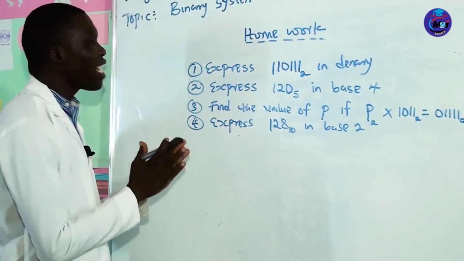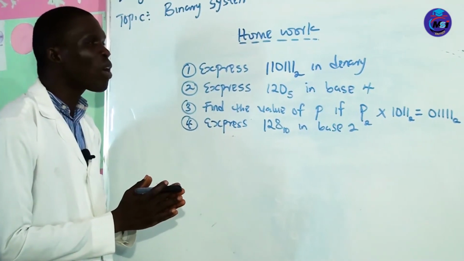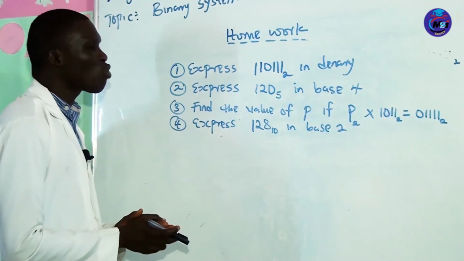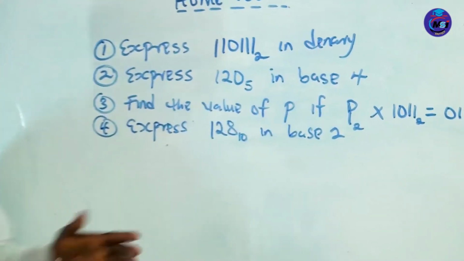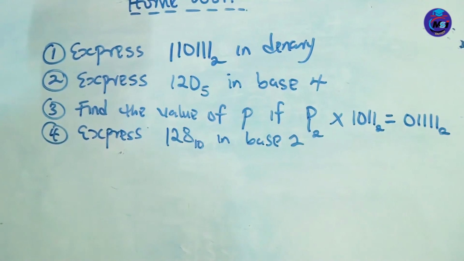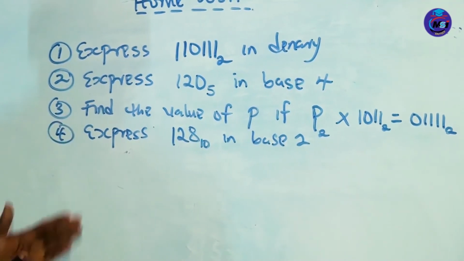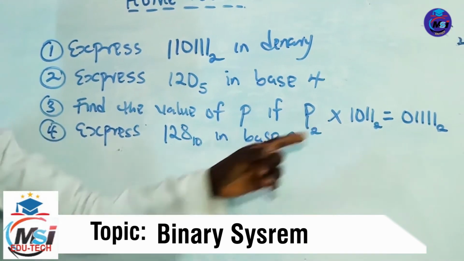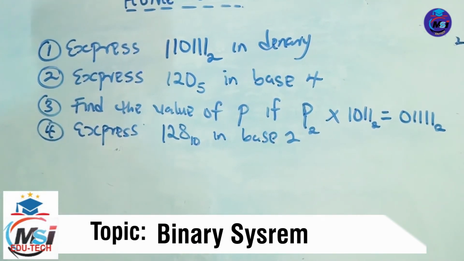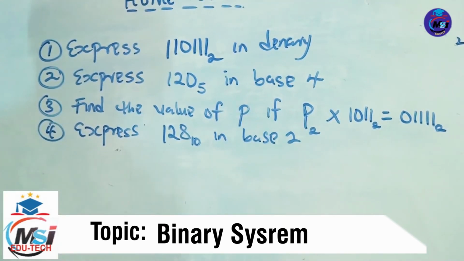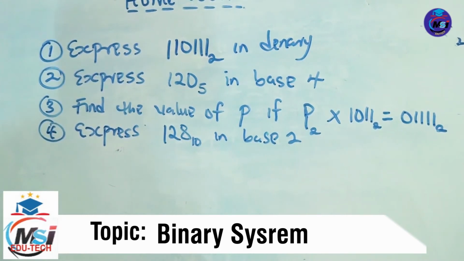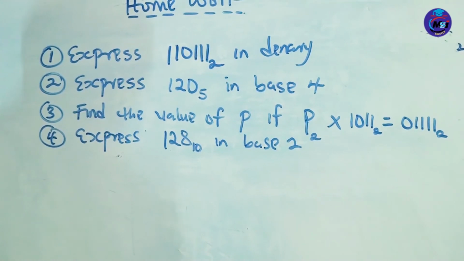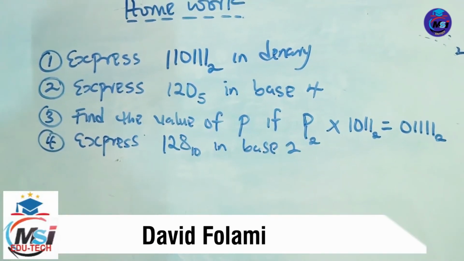Question number 1, express 110111 base 2 in denary. Number 2, express 120 base 5 in base 4. Number 3, find the value of P if P base 2 times 1011 base 2 equals 01111 base 2. Then the last one, express 128 base 10 in base 2.